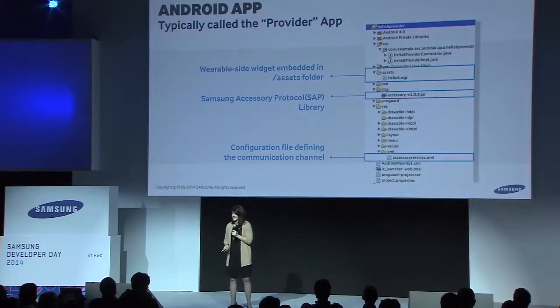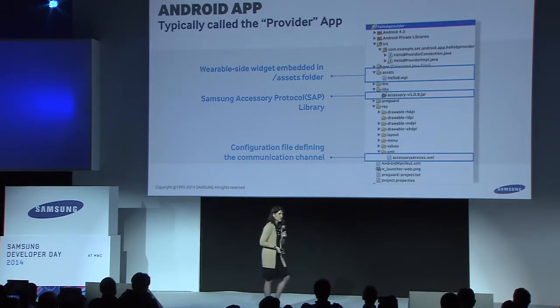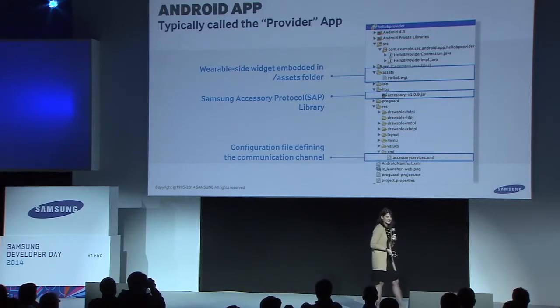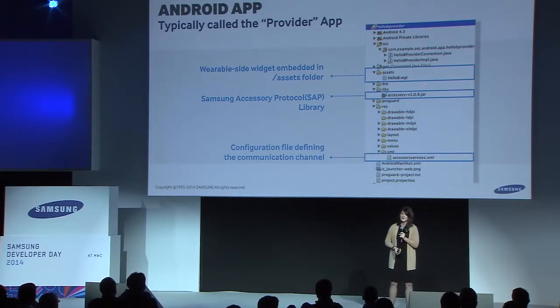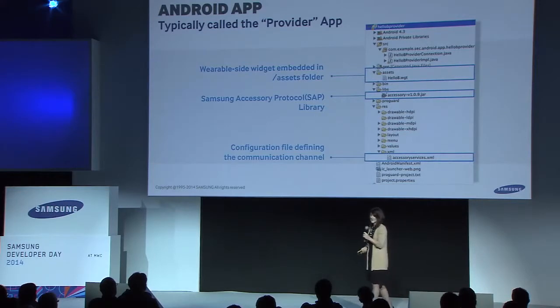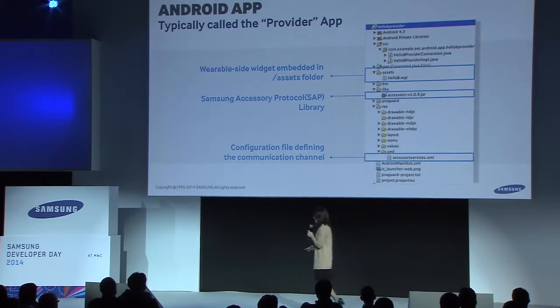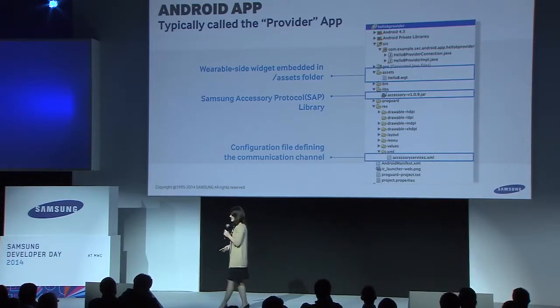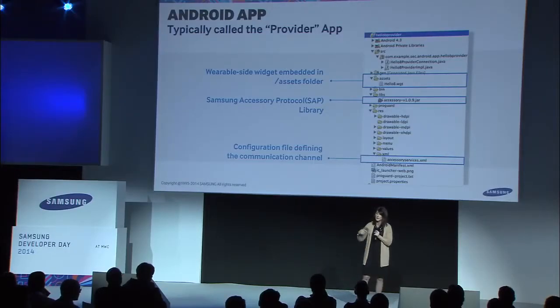This is what your project looks like on the Android side. In the assets folder of your Android project, you drop your packaged web app. It's that simple. The other two pieces of this project that are different are the library in the libs folder, the accessory library. There's also a configuration file that goes along with it, accessoryservices.xml, that defines the connection for SAP. It's got your channel ID, it's got your transport type. With the Gear, the transport type is Bluetooth, but there are other transport types available for other wearables.